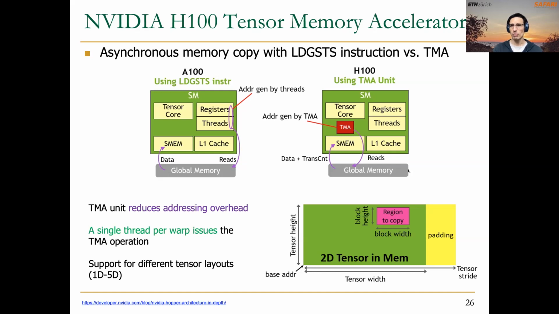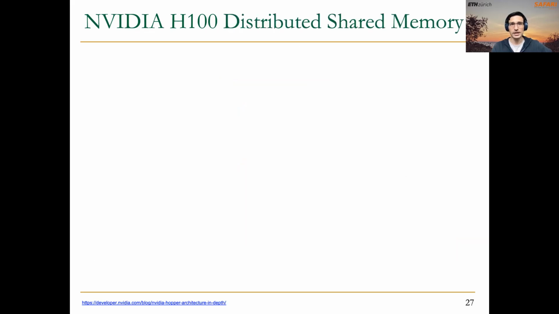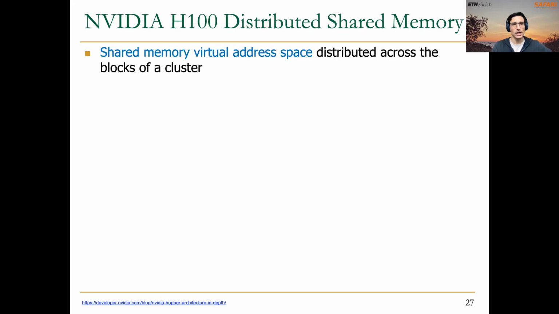Hopefully, we will know more details about this tensor memory accelerator in the near future, and we can also discuss and explain them in these lectures. Another interesting novelty in the H100 architecture is the distributed shared memory, because now we have thread block clusters, different thread blocks that can communicate to each other.